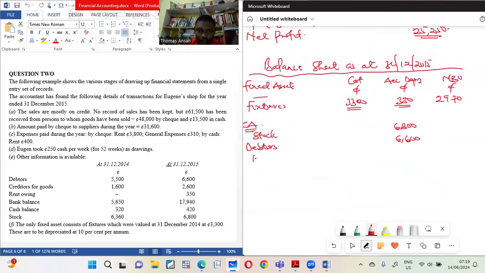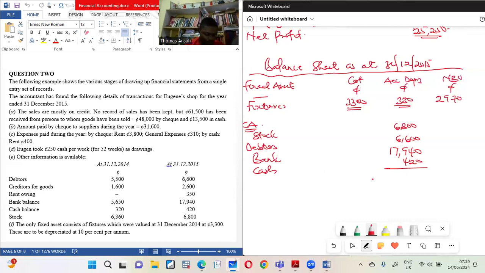Then we have our bank and our cash. There was no prepayment in this question. So the bank and cash here, where are they? The bank is 17,940. We would have found that in our cash book. Then the cash balance is 420. So that is what we have.